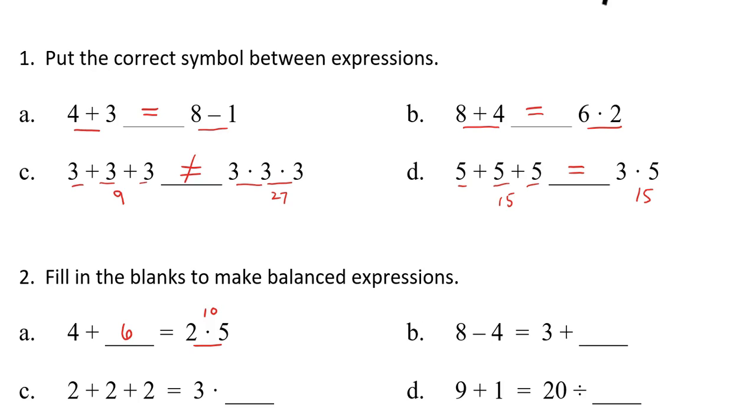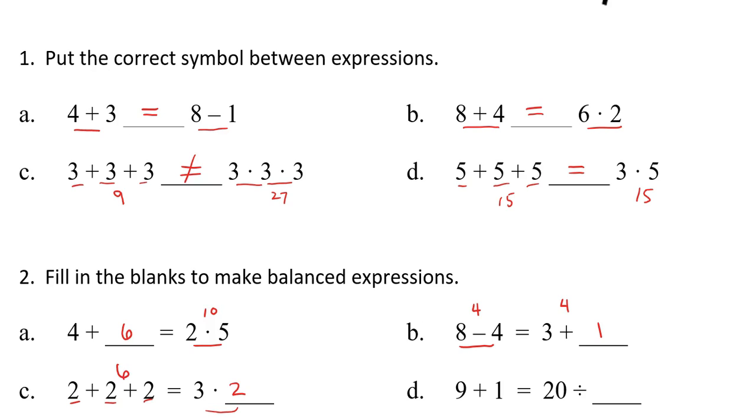In question B, we have 8 minus 4, well, that equals 4. 3 plus some number equals 4. Well, 3 plus 1 equals 4. So now they both equal 4. Question C, I have 2 plus 2 plus 2. That equals 6. So 3 times some number equals 6. Well, 3 times 2 equals 6. So that makes a balanced equation.